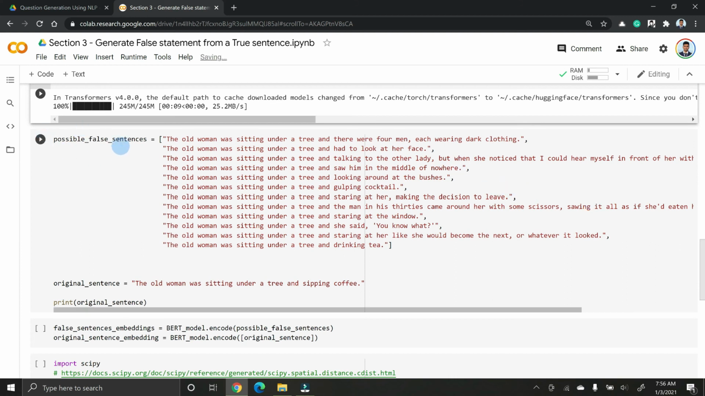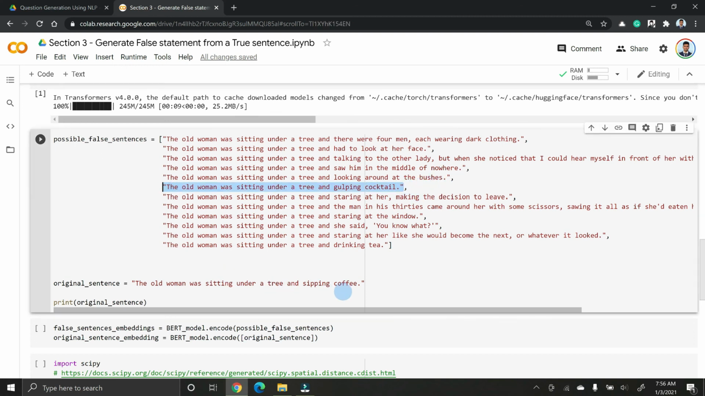So these are some of the possible false sentences generated by GPT-2. So I added a few more that are closer to our original sentence. So our original sentence was old man was sitting under a tree and sipping coffee. So I added a sentence drinking tea and gulping cocktail, just as random sentences in the middle along with the sentences generated from the model as well. So remember that these are not exactly the same as previous ones because I just took some independent sentences by another GPT-2 model and I added them here. So this is just for demonstration.